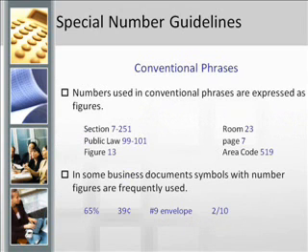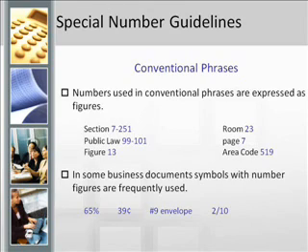Numbers that are used in conventional phrases are expressed as figures. So have a look at the following conventional phrases and note the use of the figure. Sections, public law, figures, room, page number, area code. These kinds of items are expressed as figures.